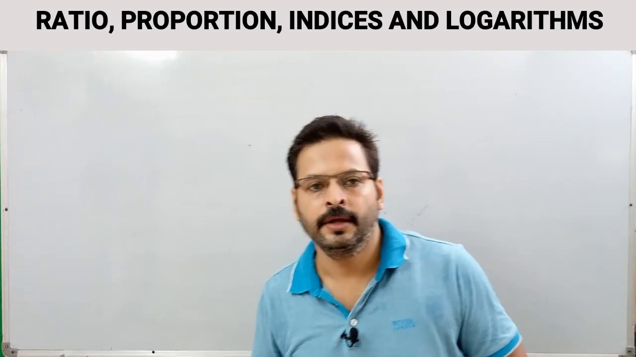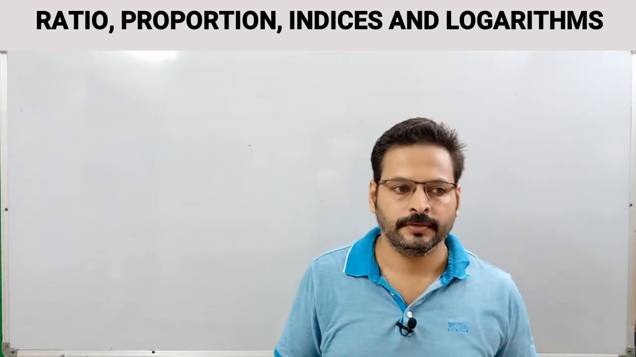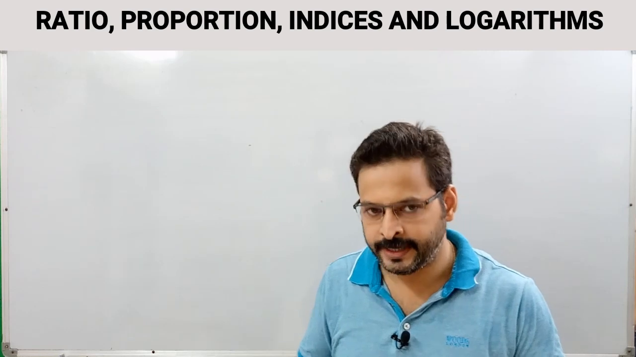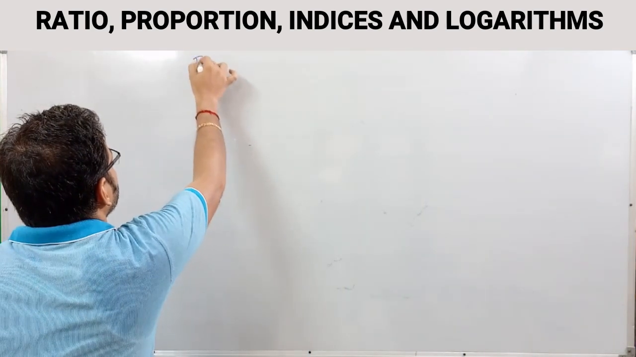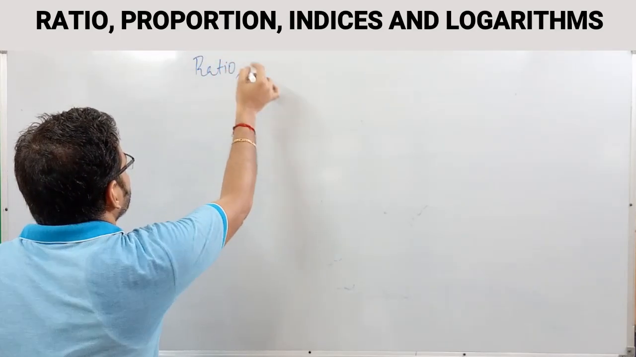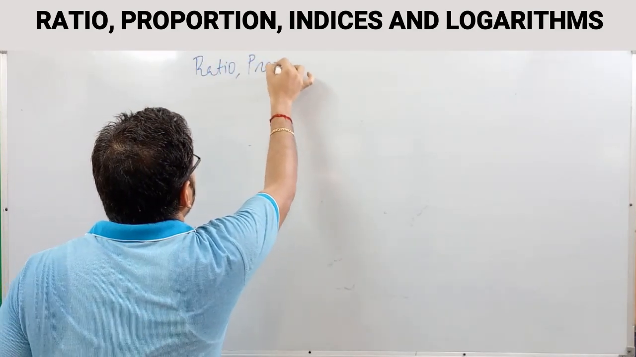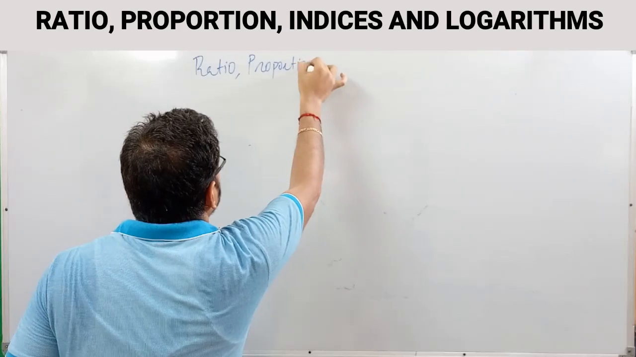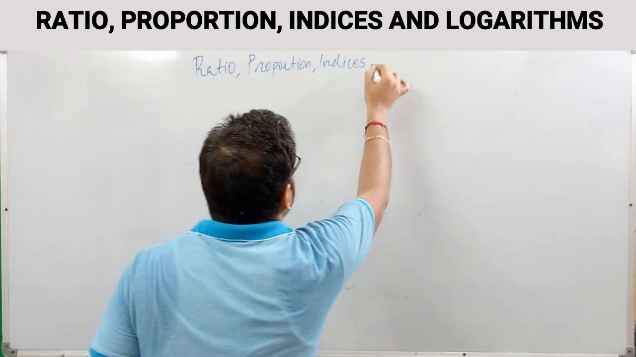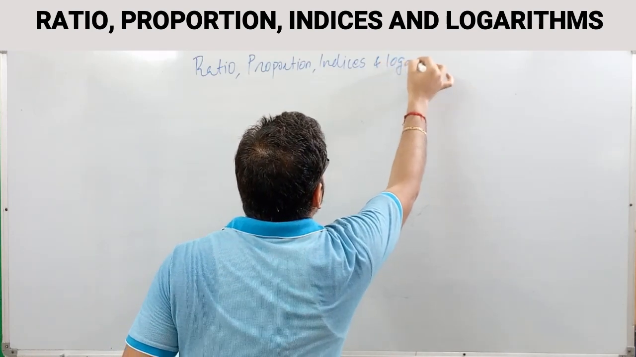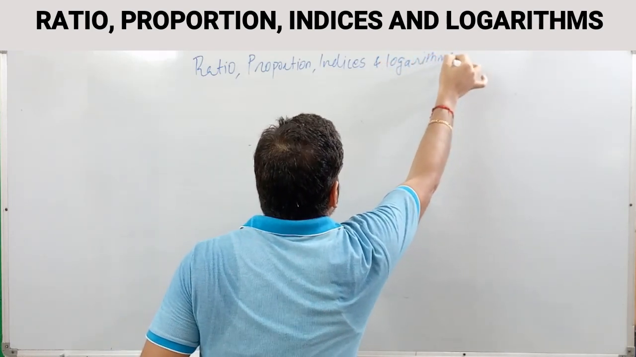I am Manu Narayanan. Today we are discussing a topic for CA Foundation Business Mathematics, the first chapter: ratio, proportion, indices and logarithms. Okay.